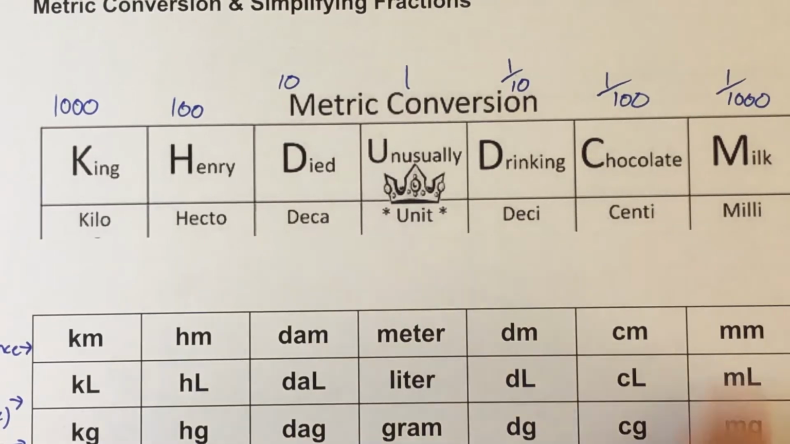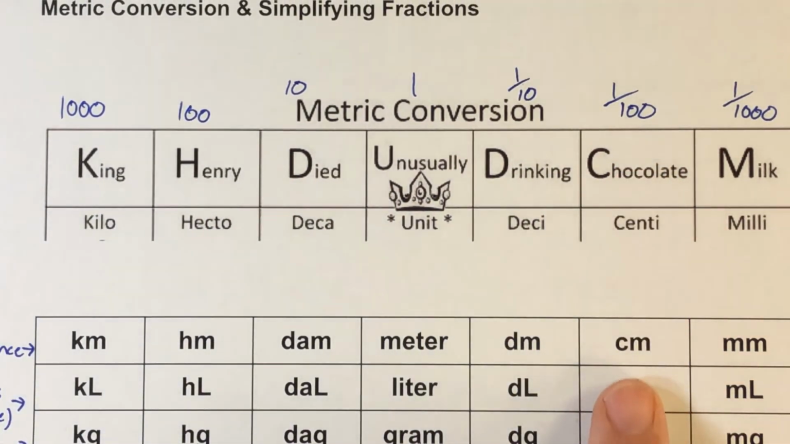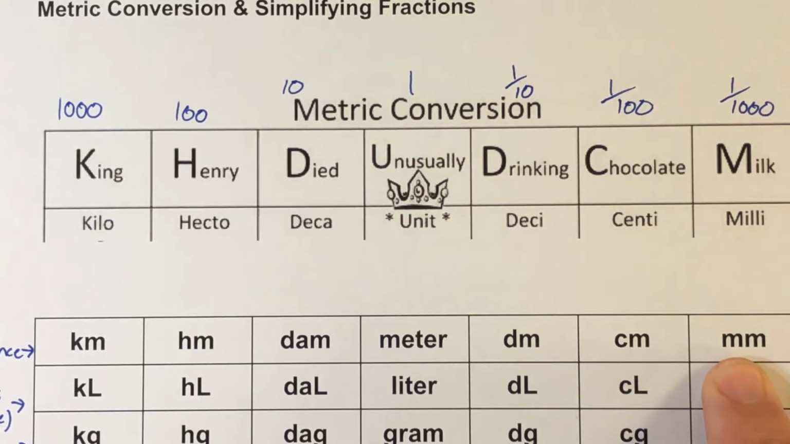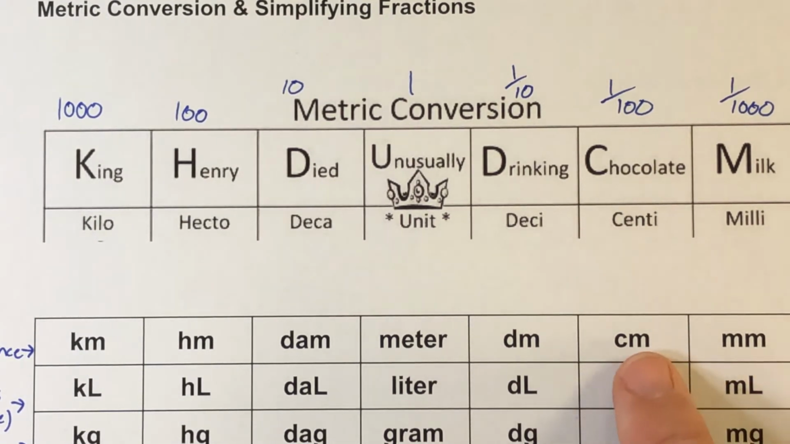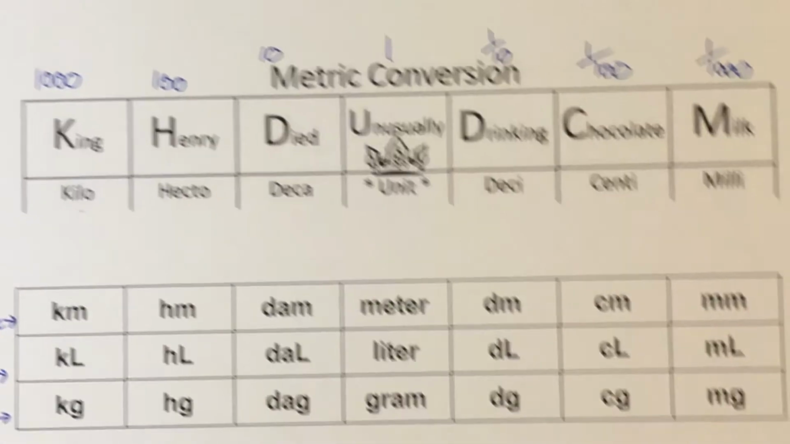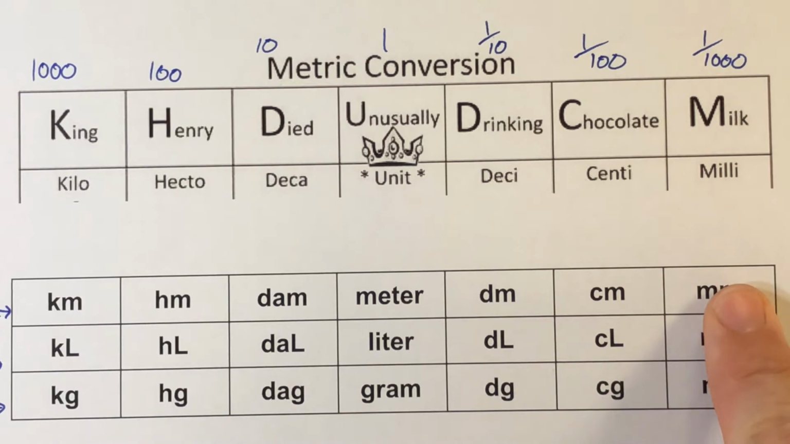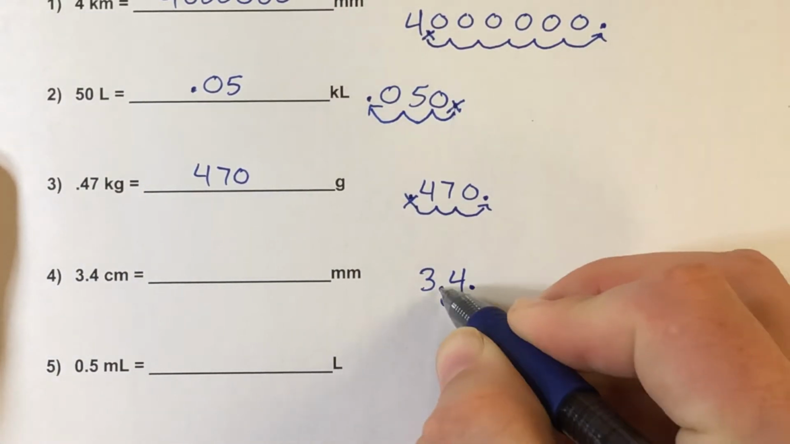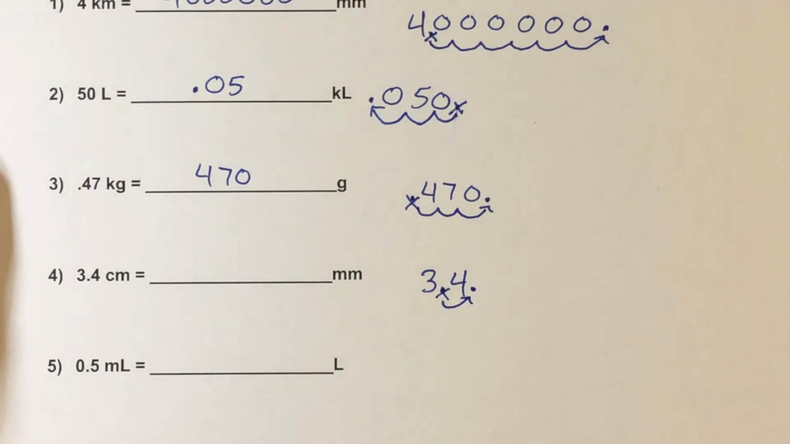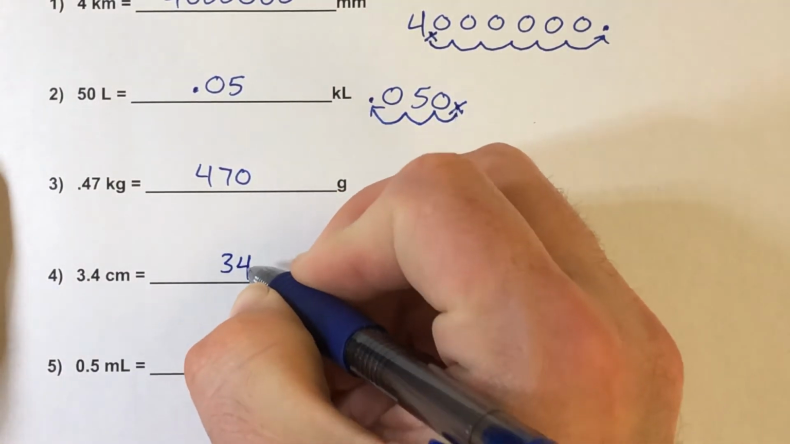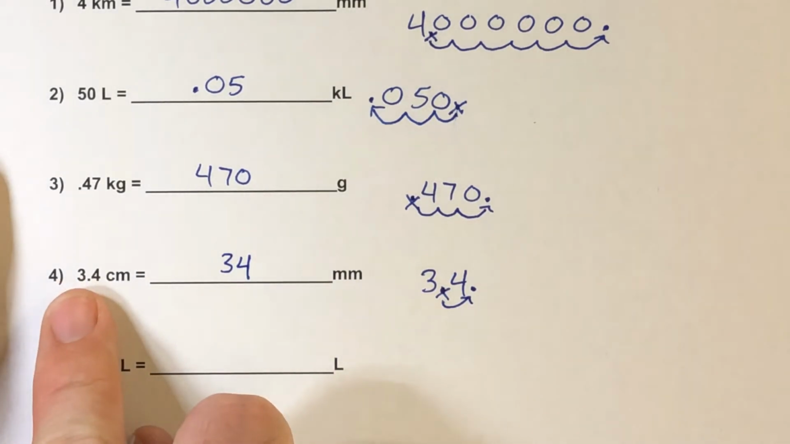Centimeters is right here, and millimeters is 1 to the right. So centimeters to millimeters. Because we move 1 to the right, we're going to move our decimal once to the right. So now it's behind the 4. That means it takes 34 millimeters to make up 3.4 centimeters.